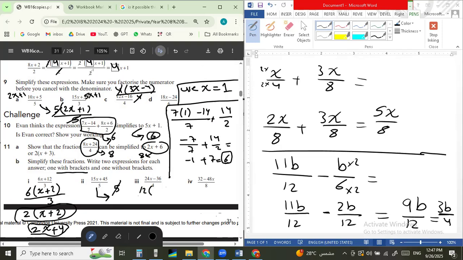12, this will become 24x divided by 12 is 2x. Negative 36 divided by 12 is negative 3. Over 4, 12 divided by 4 is going to give me 3. And here 2x minus 3. Now this is with the brackets. Without brackets, expand. 3 times 2x, 6x. 3 times negative 3, negative 9. This is with brackets. This is without brackets.